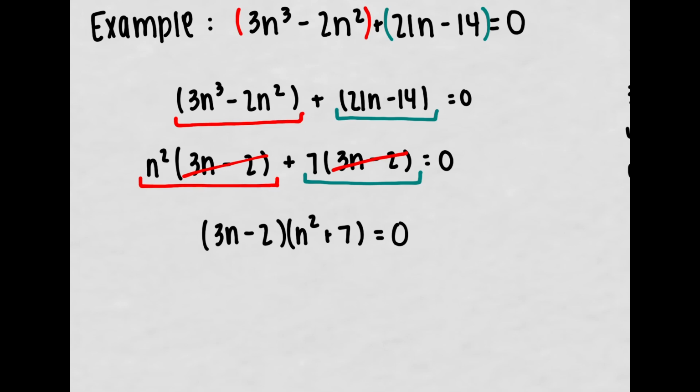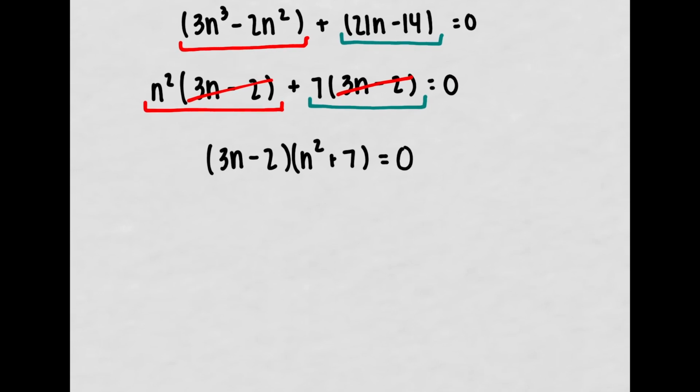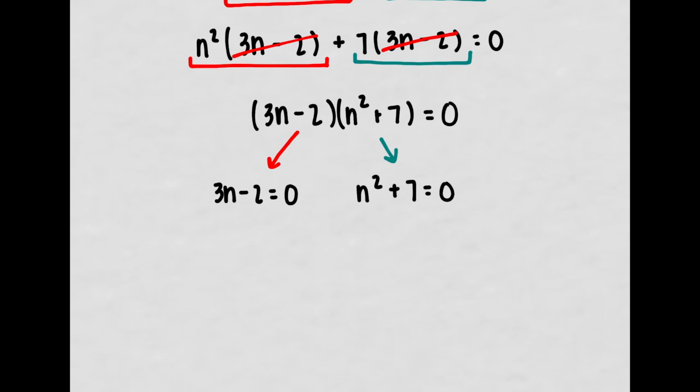I now have to go on to solving. So like we said in your steps, your first step was to factor completely, which we've done. Step 2 is to set each factor equal to 0. So I'm going to take this 3n minus 2 and set it equal to 0. And I'm going to do the same thing with the other factor, n squared plus 7, and it's equal to 0. I'm now going to solve each of these for the variable. So in this first one, 3n minus 2, I'm going to add 2 to both sides. So I end up with 3n is equal to positive 2.